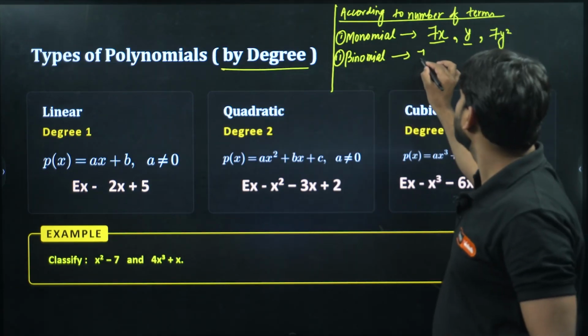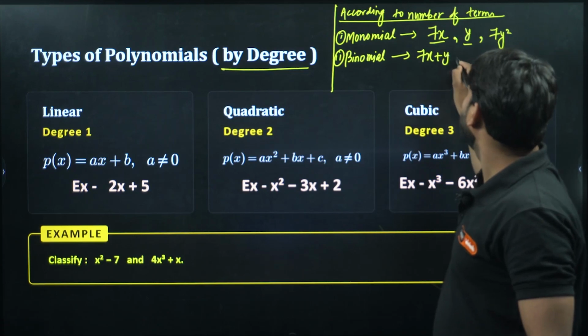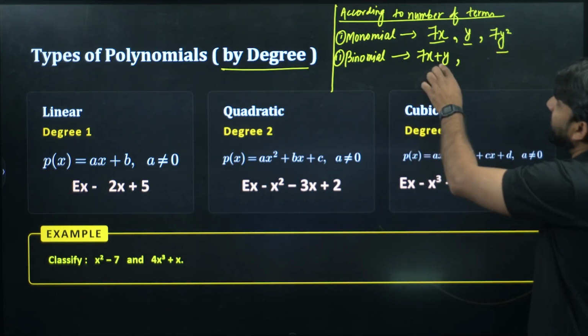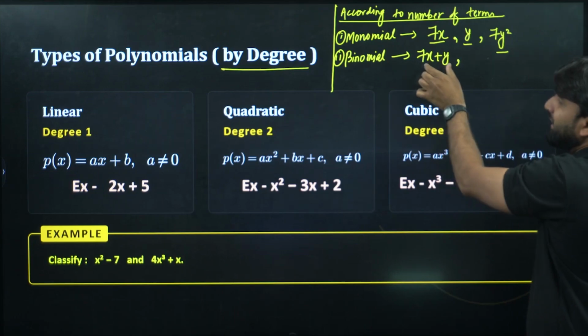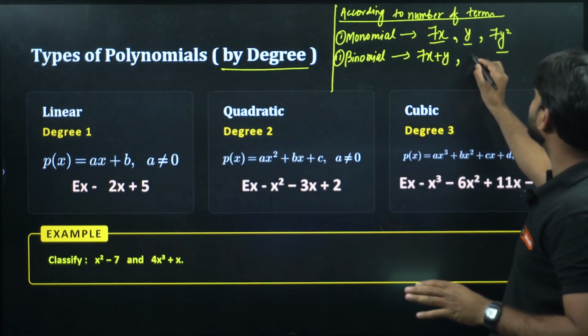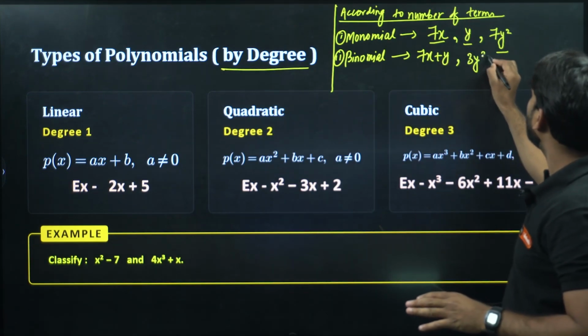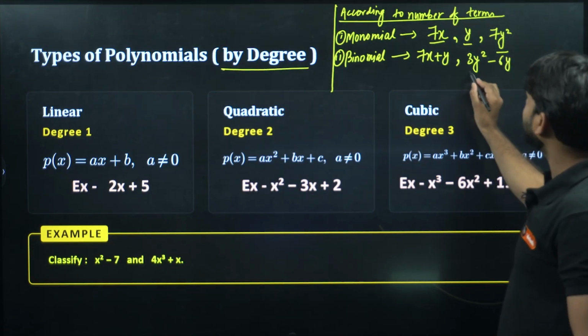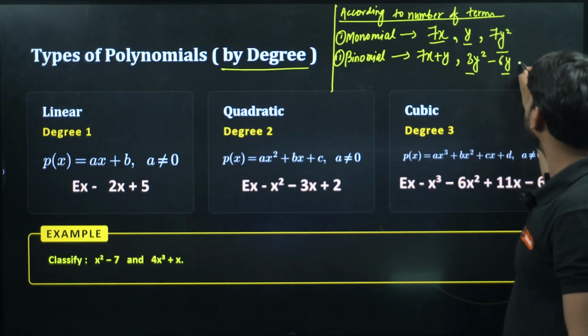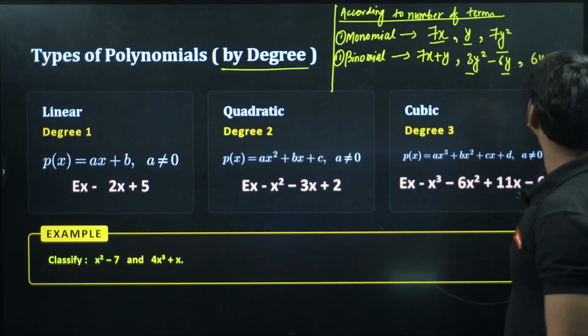For example, 7x plus y. After adding, plus or minus signs are called operations. So using an operation, we can write two terms. For example, 3y square minus 6y. How many terms? This term and this term. Two terms are there. For one more example, 6y plus 3.